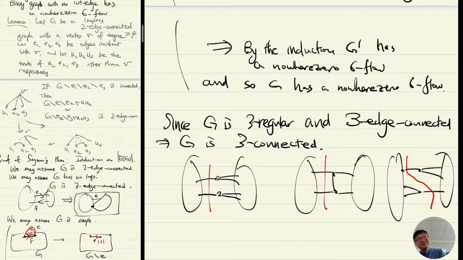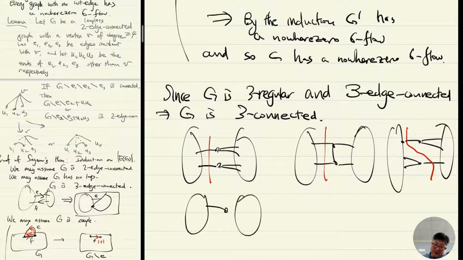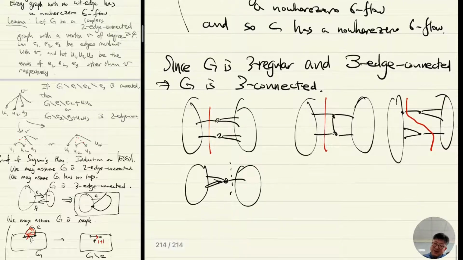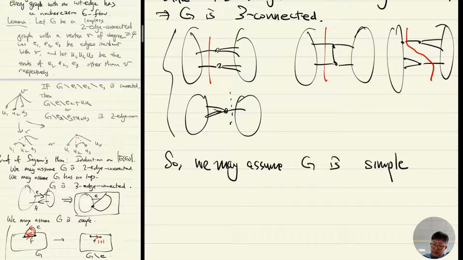And of course, you may have to check carefully. You might have a cut vertex, and what should we do? I mean, if you have a cut vertex, you can find the cut edges, right? So the graph is three-regular, three-connected. So we may assume G is simple, three-regular, three-connected.